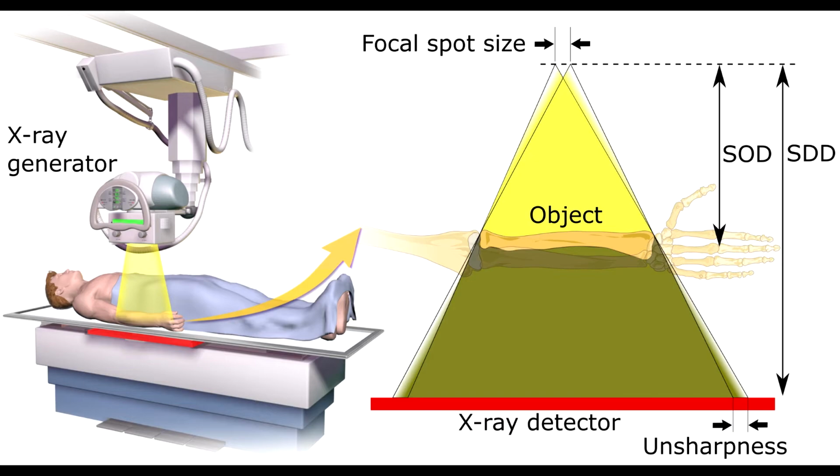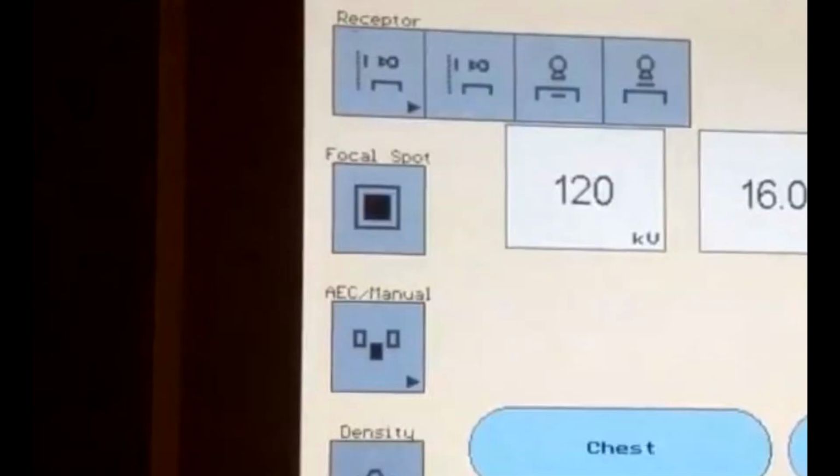For those procedures that are going to be using a lot of MA or mass, we're going to need to select the large filament size. That way we don't burn up the small focal spot.